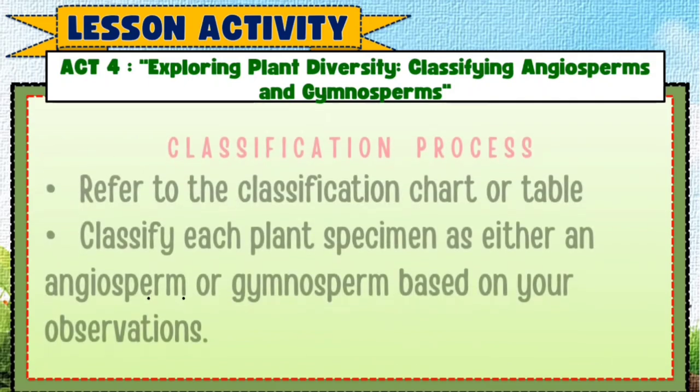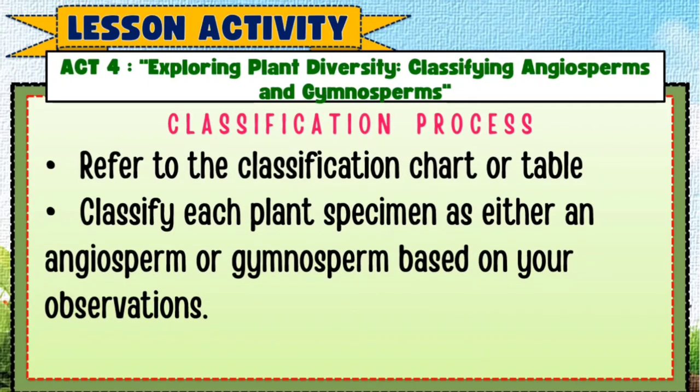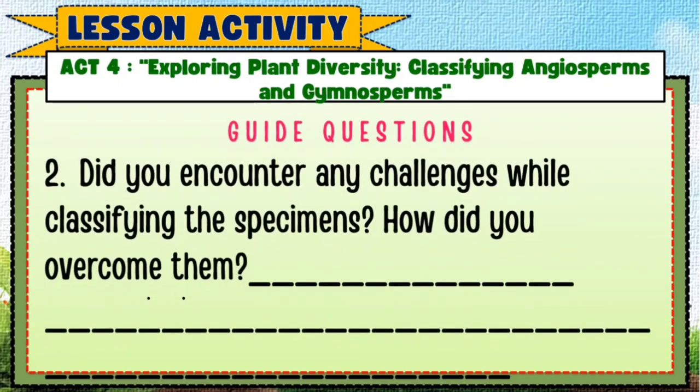Classification process. Refer to the classification chart or table. Classify each plant specimen as either an angiosperm or gymnosperm based on your observations, and then collaborate with your peers to discuss and verify your classifications, and then record your classification in the worksheet or in your notebook. Guide questions. Did you encounter any challenges while classifying the specimens? How did you overcome them?